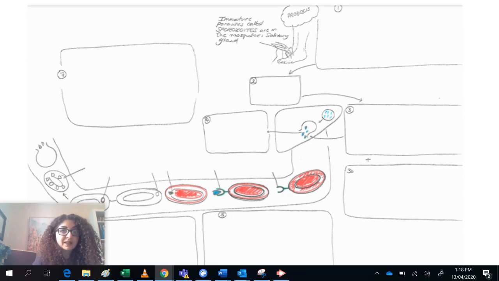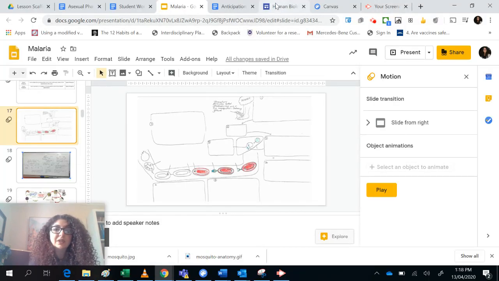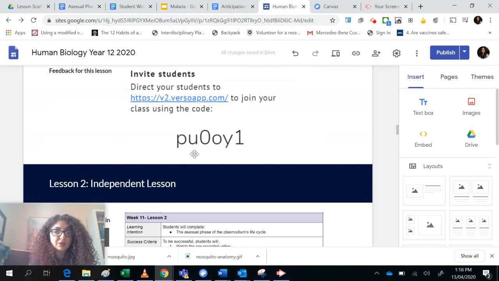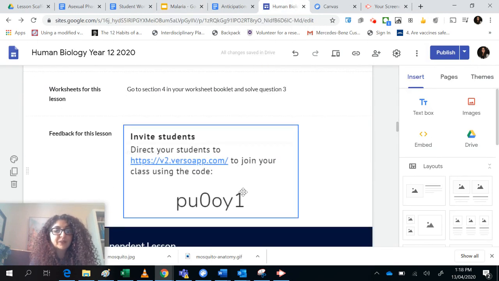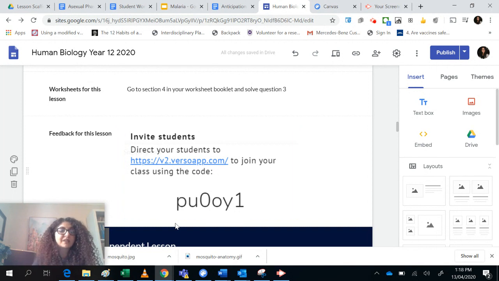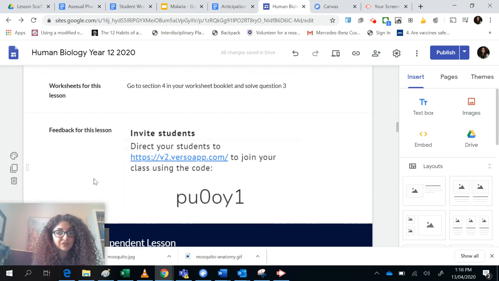Other than that, the last thing I need you to do is use the class code, just like in lesson 1. There is a question there where I want you to leave feedback on malaria. There is a question that basically says that you are expected to understand the asexual life cycle of the Plasmodium. If you can please do that, then I can actually identify where you're up to. So don't forget to do that as well.